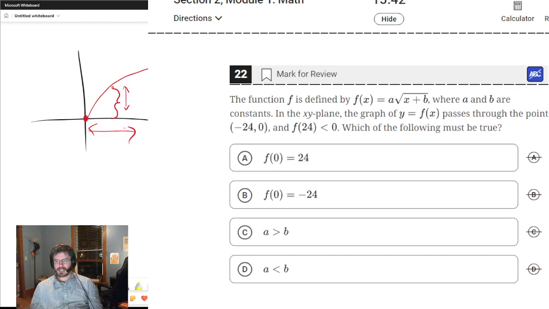So we know this starts at the origin, 0, 0. And they give us that negative 24 gets us 0. So they're basically telling us that this has been shifted left 24 units. So B is 24. And f of 24 is less than 0. So they're telling us that A is negative. So let's do that in Desmos. I'll demonstrate that.